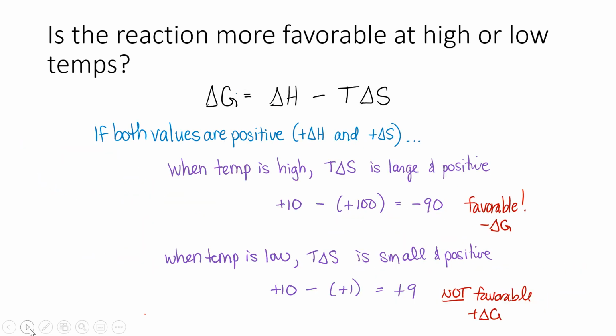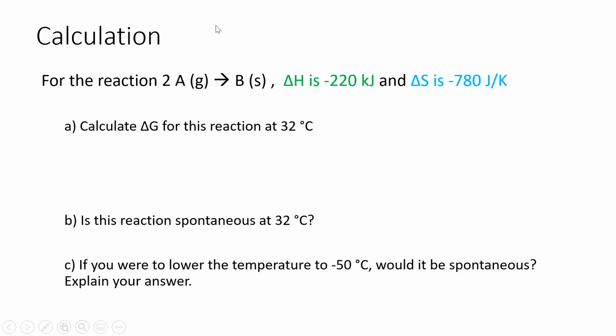And I know this is getting kind of long, but I want to do one calculation here. Okay, so let's do a calculation. How can we use this delta G equation to actually calculate the value of delta G? So delta G equals delta H minus T delta S. And I'd say the big thing is to pay attention to units. So pay attention to units here.